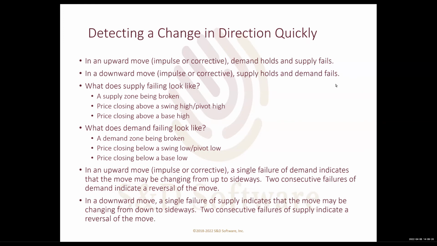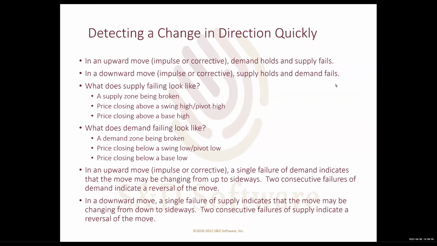And again, for a downward move, we can just flip this. So in an upward move, a single demand failure indicates we may be moving to a sideways move, and 2 consecutive failures of demand is going to give us a reversal. In a downward move, a single failure of supply indicates that we may be changing to a sideways pattern, a sideways move, and the 2 consecutive failures indicates a reversal of the move.